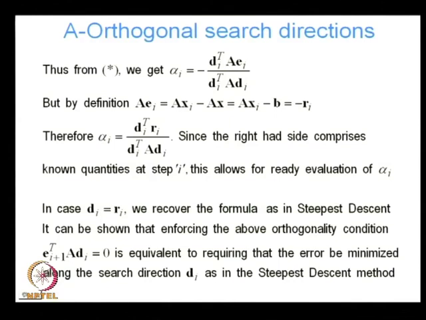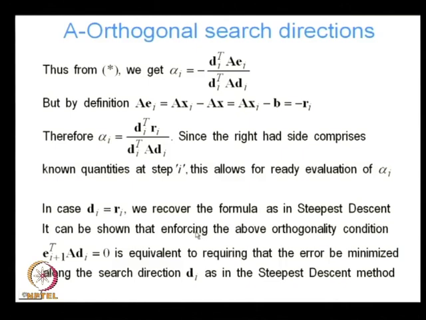In case di is equal to ri, I have the steepest descent formula. If you go back to last time's lecture, you will find that for the steepest descent method, the only thing that was different was that instead of di we have ri. We recovered the formula as in steepest descent.